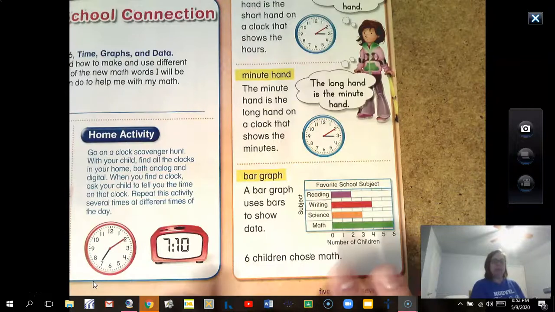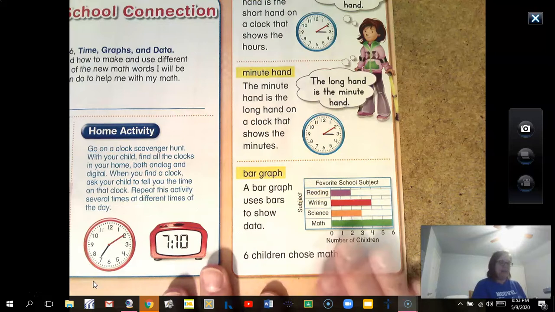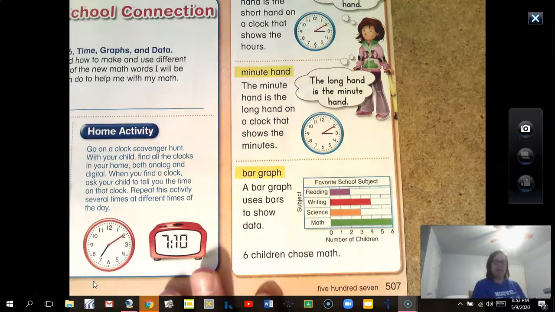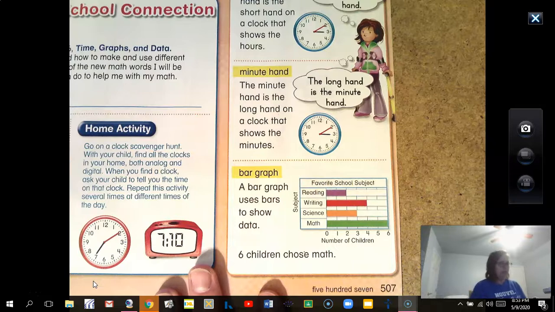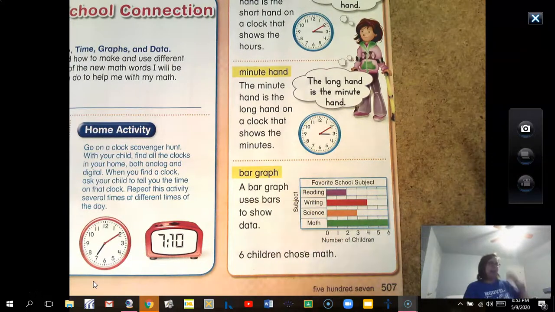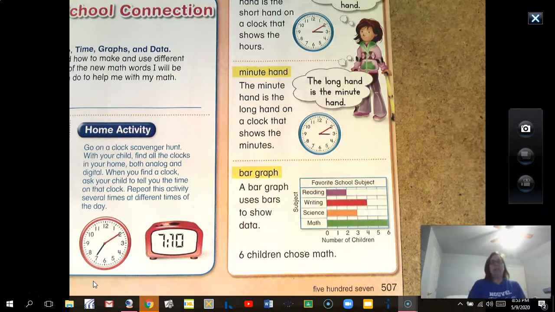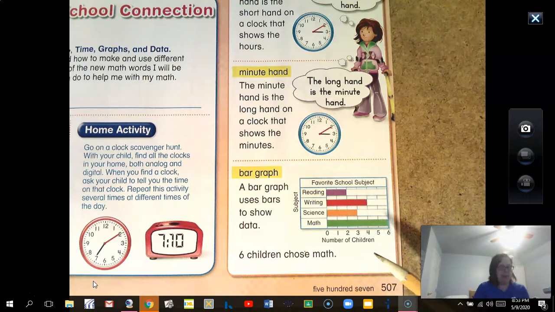We're also going to be doing lessons on graphing. This is a bar graph, and it's a bar graph because it uses bars to illustrate the information. One of the important things when we're dealing with graphs, and I think we've always talked about this when we were doing our morning work, is that you always read all of the information first on your graph.